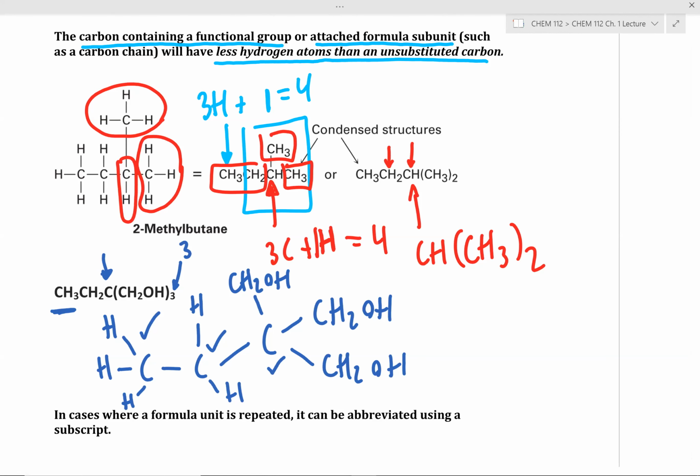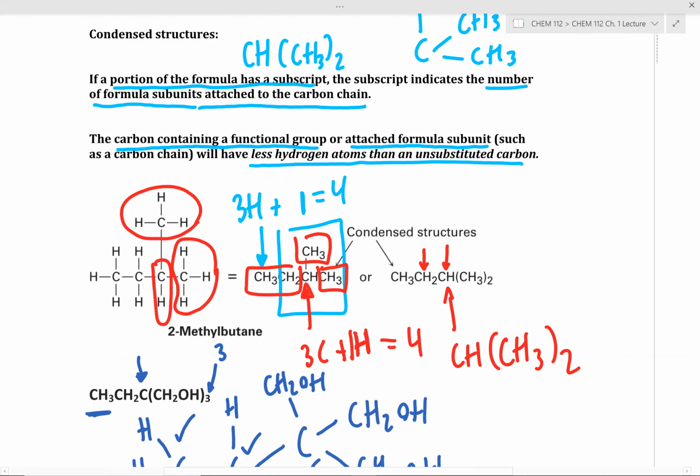So there are nice little shortcuts that we can use to avoid having to write out super long chemical chains. So the first major shortcut: if a formula unit is repeated, it can be abbreviated using a subscript. So for example, notice how we have CH3, CH2 subscript 2, CH3. So this is a really long carbon chain. Instead of having to write out 2 CH2 subunits, we abbreviate it with a subscript. So if we're expanding this out, we'd write a CH3, and then what is attached to the CH3, reading from left to right?